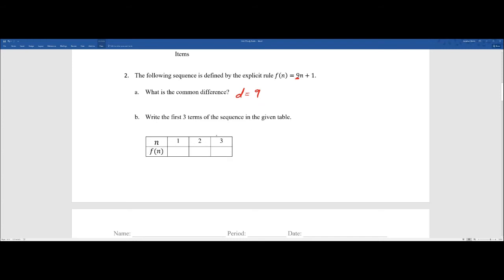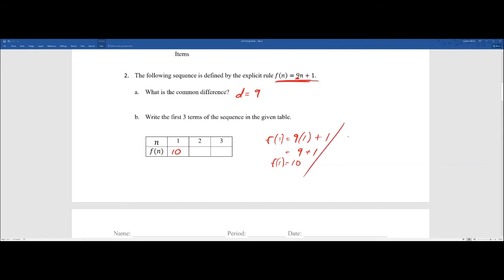We're using the table. Our first term is basically just saying, what if n is 1? Well, f of 1 would be, and again, I'm referring back to the explicit rule here, 9 times n, and n has to be 1 this time because it's our first term, plus 1. Well, 9 times 1 is just 9, and 9 plus 1 is 10. So f of 1 is going to equal 10. So your first term will be 10.